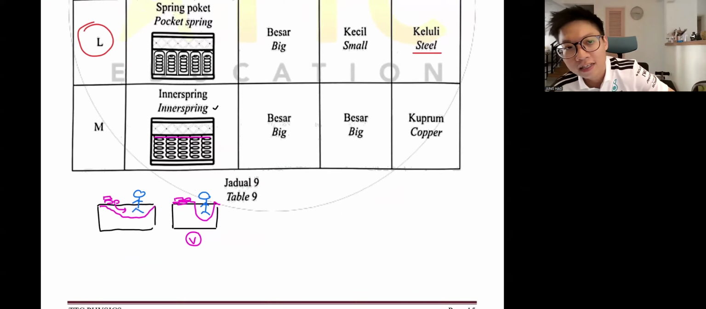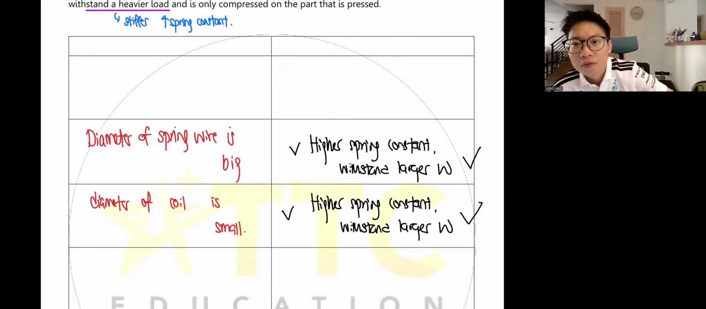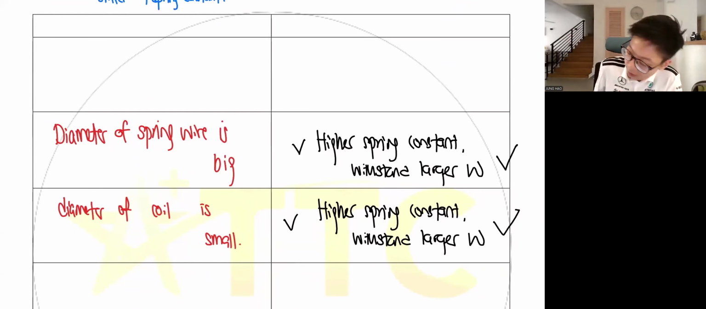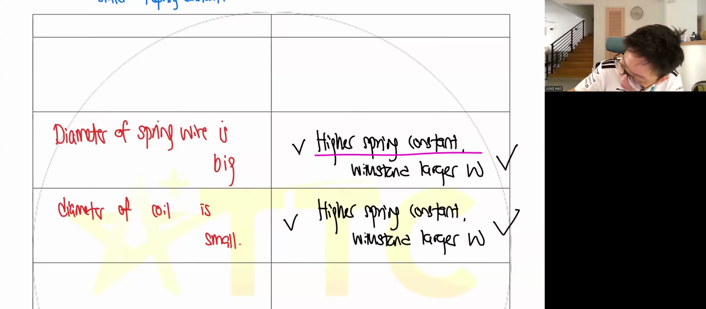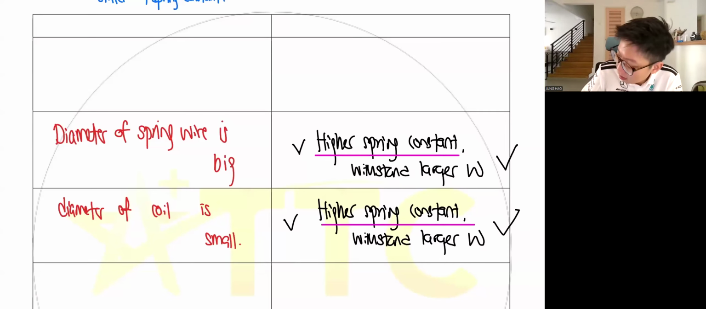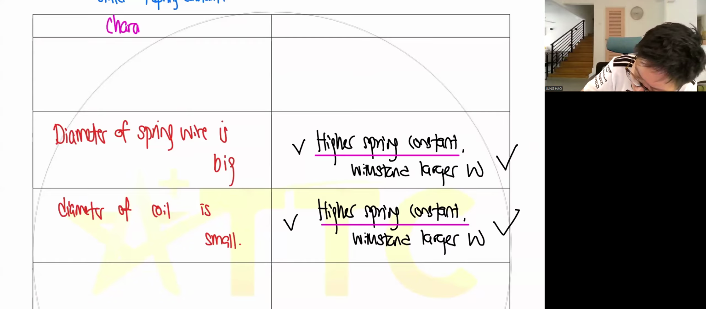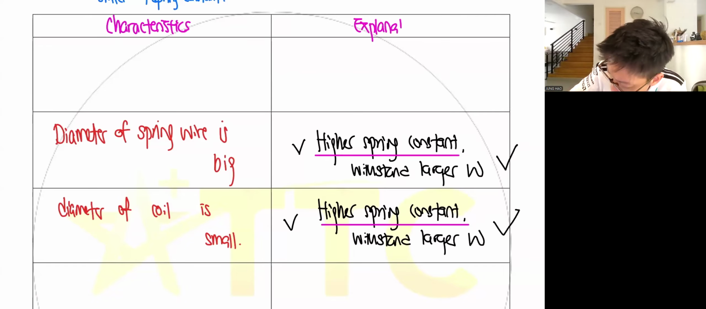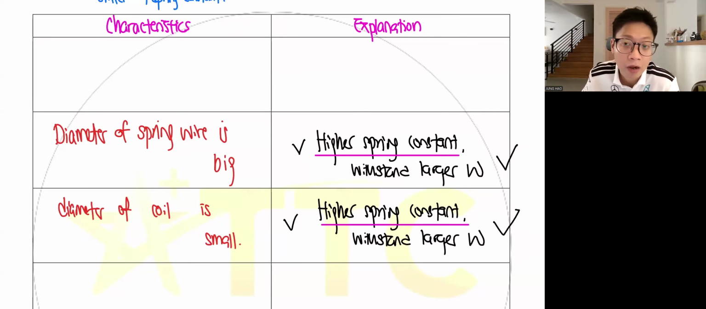Yeah. Okay, guys. So for example, if I write like this, the diameter of the spring wire is big. The diameter of the cord is small. Can I write the same answer for my essay? So am I allowed to write same answer for my essay? The answer is yes. Okay, can.